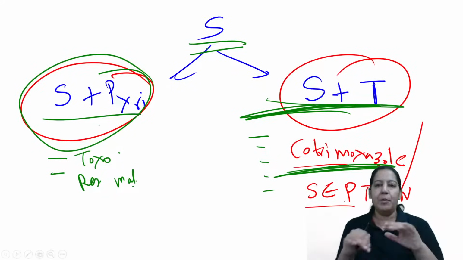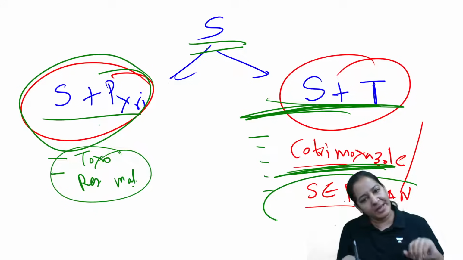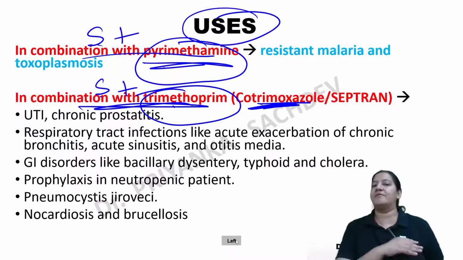Septran, cotrimoxazole. There are many uses, so there is a mnemonic. Here only two are there, so no mnemonic is required, but here I have a mnemonic. The mnemonic is Septran itself. I will tell you the full form of Septran.